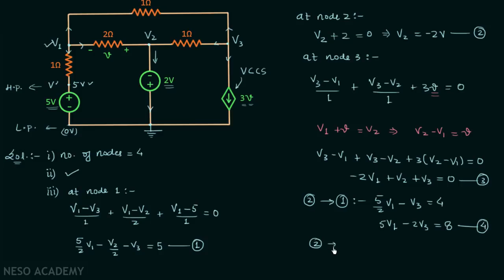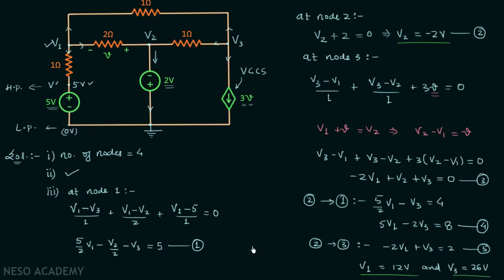Now we will put the value of V2 in equation number 3, and this will give us minus 2 times V1 plus V3 equal to 2. Let's call this equation number 5. Now when you solve equation number 4 and equation number 5, you will get V1 equal to 12 volts and you will get V3 equal to 26 volts. So now we have voltage V1, we have voltage V2, we have voltage V3.